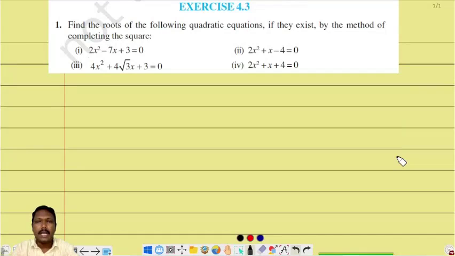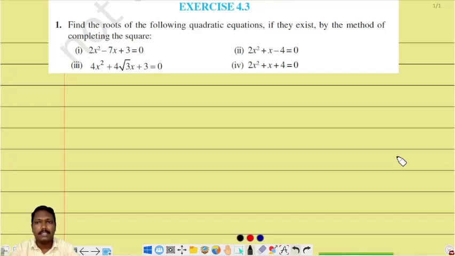Today I'm going to explain exercise 4.3 of the chapter quadratic equations. See the first question. Find the roots of the following quadratic equations if they exist by the method of completing the square. But the method of completing the square is not there in the syllabus. So let us do it by formula. Do this one by formula.